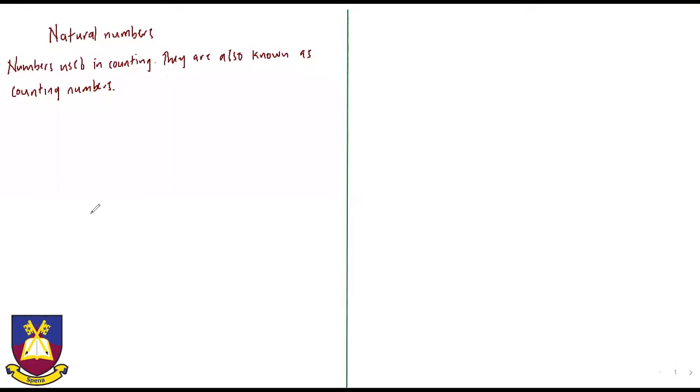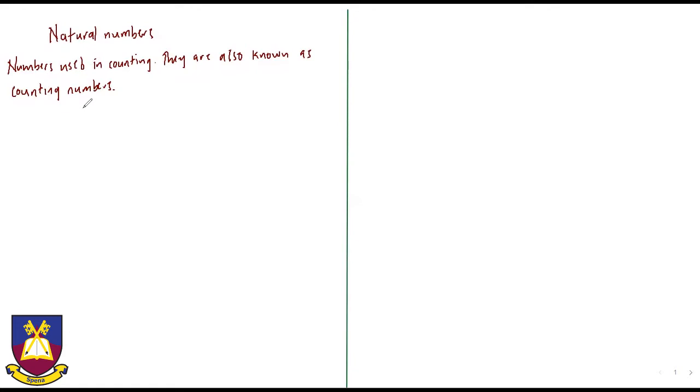In this lesson, we shall look at natural numbers and whole numbers. Let's start by looking at natural numbers. Numbers used in counting are what we call natural numbers. So natural numbers are also known as counting numbers.